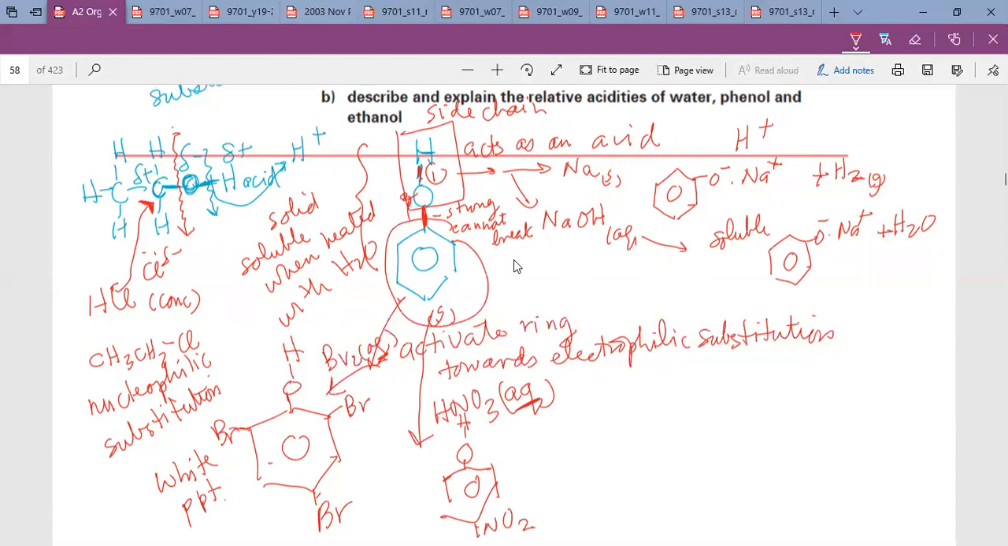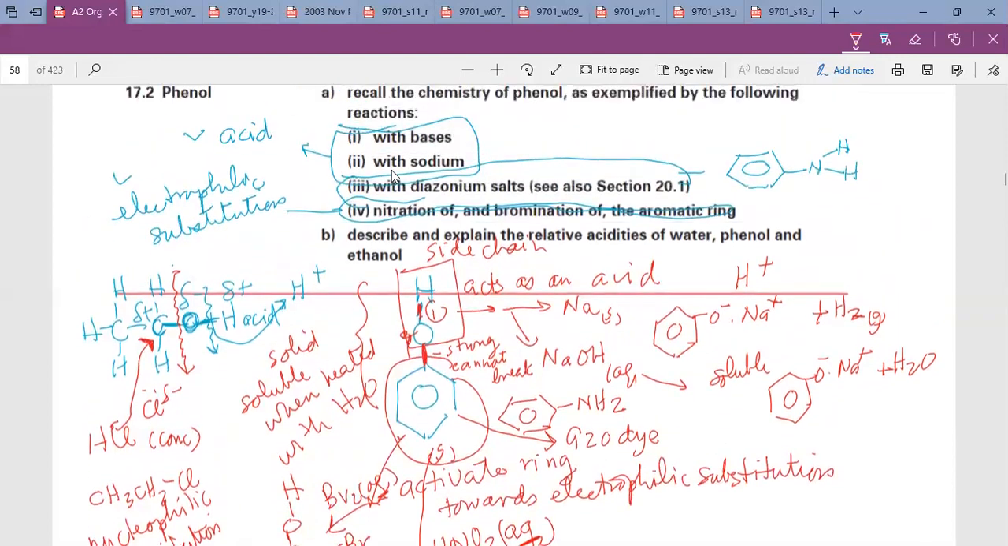Of course now, one more they say is for azo dye. We'll talk about it later. It's called azo dye formation. We talk about it later when you do your phenylamine, which means this one here, NH2. Now this is the overall picture of your phenol. Now let's go specifically to the reactions. All right, now you can see here.